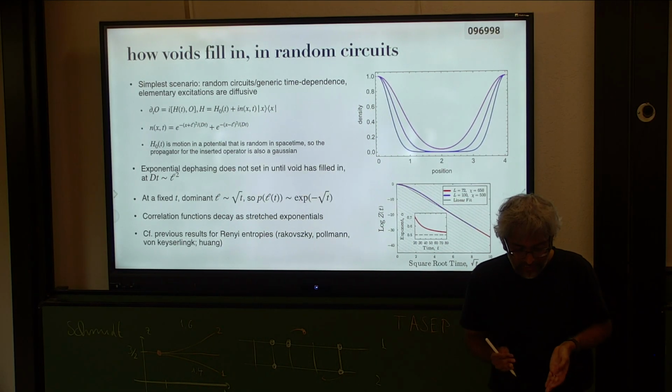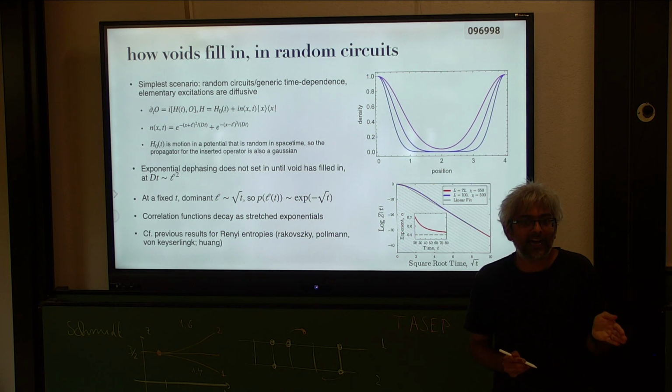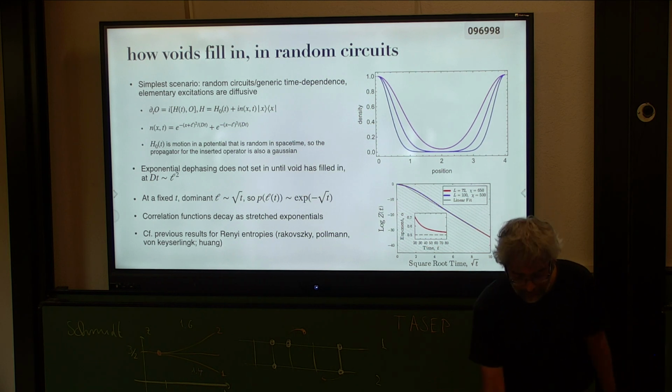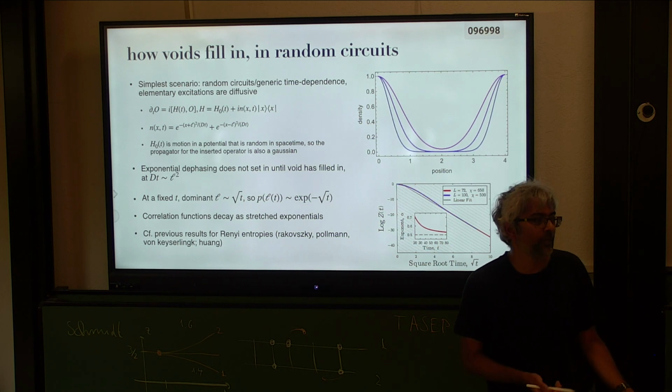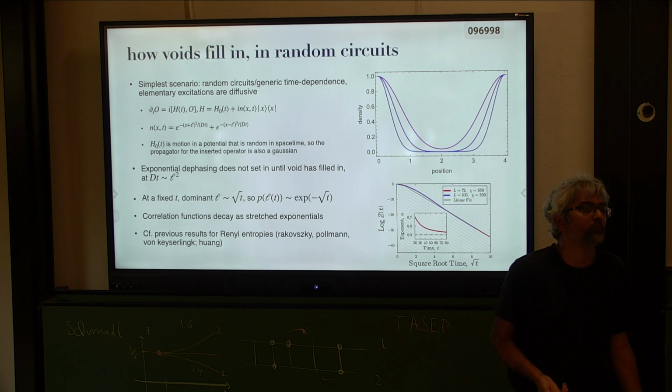But of course, now I ask what the correlation function does. I fix t. I ask how big a void I have to create for the correlation function to live for a time t inside the void before it dies. Well, that's square root of t. And so the probability of creating such things goes as e to the minus square root of t, and therefore the correlation function, the survival probability of the correlation, also goes as e to the minus square root of t.